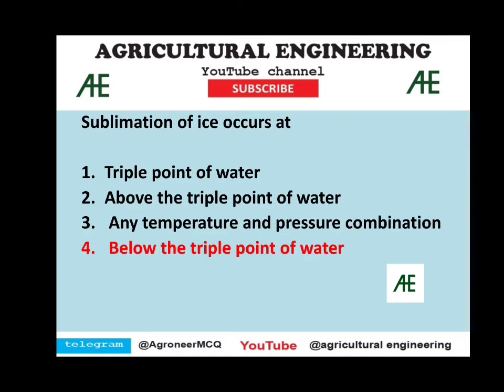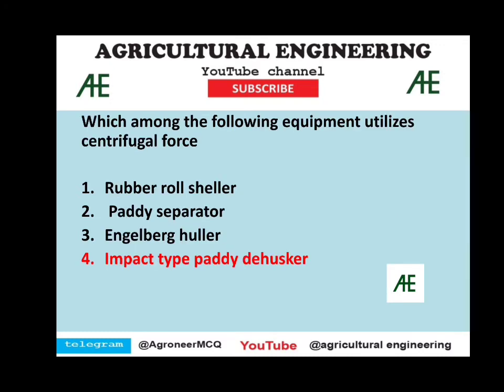Sublimation of ice occurs at below the triple point of water. So sublimation of ice means, we have seen that ice first converts into liquid form and then we can vaporize. But sublimation of ice means without coming into the water phase, it will directly evaporate or convert to vapor phase. It is called sublimation of ice.